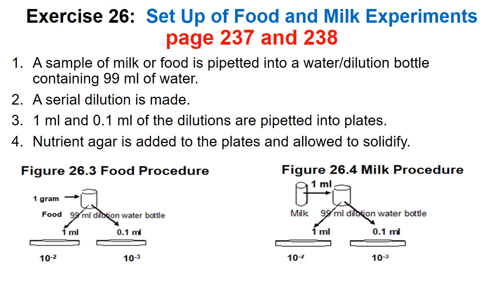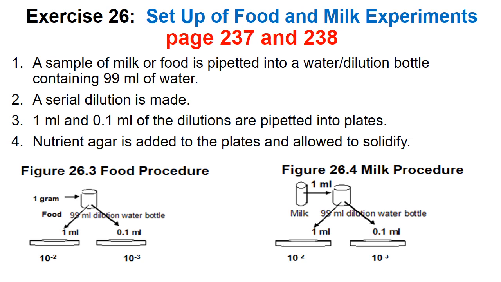So let's view figure 26.3. In this figure, we see 1 gram of food, which is equivalent to 1 milliliter of food, being added to a 99 ml dilution bottle. If you recall, our formula is the volume added divided by the total. The volume added in the bottle is 1 gram or 1 milliliter. The total would be 100. The dilution on that first bottle is 10 to the negative 2.